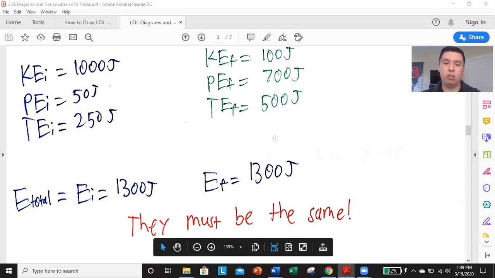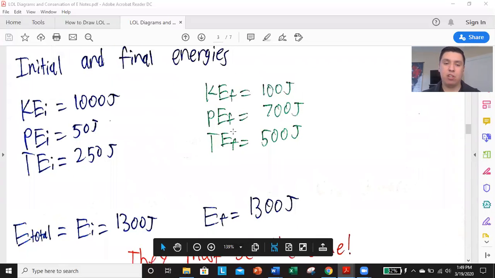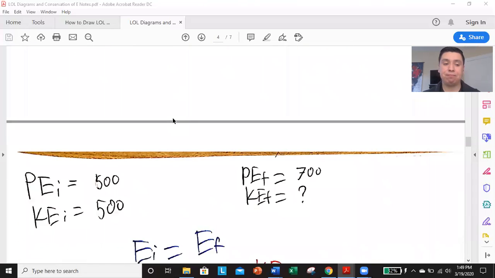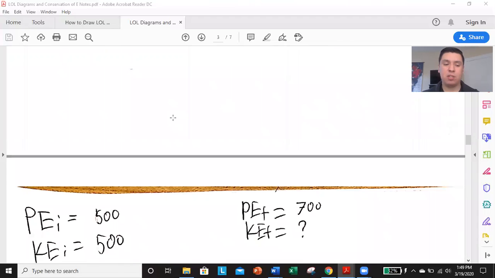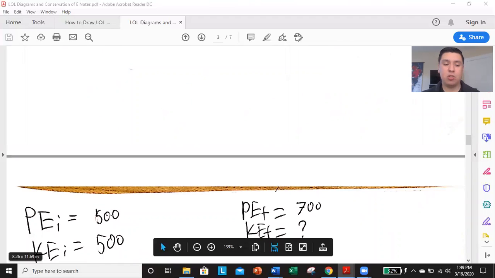So knowing that, you can actually find, let's say, one of these energies if you know all the other ones. So let me give an example of that. I did it simpler with just potential and kinetic. I said the initial potential energy is 500 and the initial kinetic energy is 500. Then the final potential energy is 700 and the final kinetic energy is a question mark, or we don't know it.